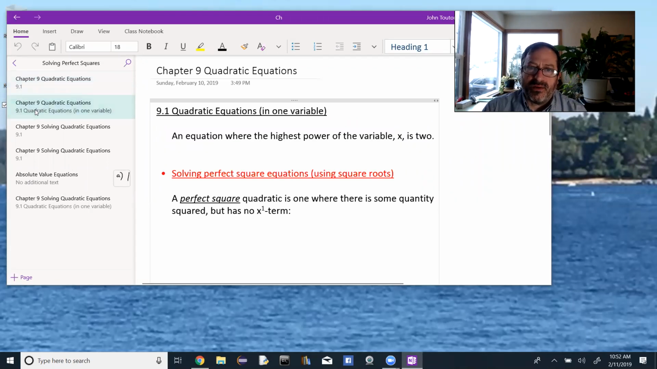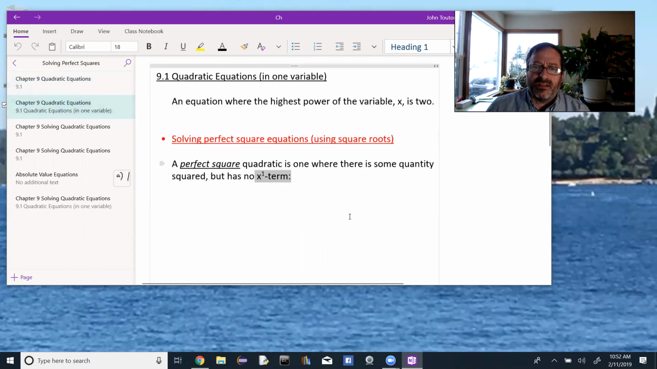So again, in a quadratic equation, the highest power of the variable x is 2. And we're going to look at solving perfect square equations using square roots. A perfect square quadratic is one where there is some quantity squared but has no x to the first term. It has no x term.